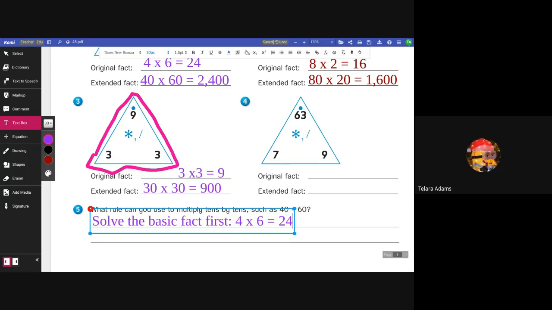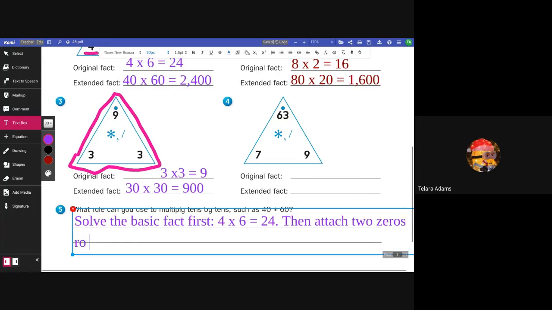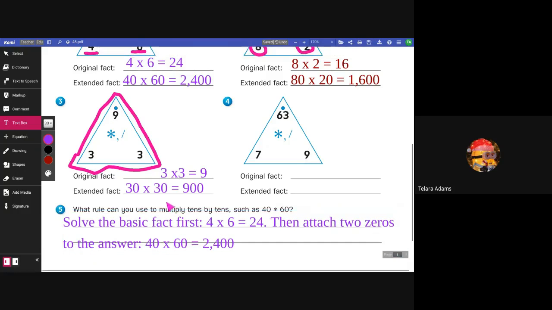That was the first thing we did. Then attach 2 zeros to the answer. And what did that look like? 40 times 60 equals 2,400. Very important, guys, that your answer looks exactly like mine.